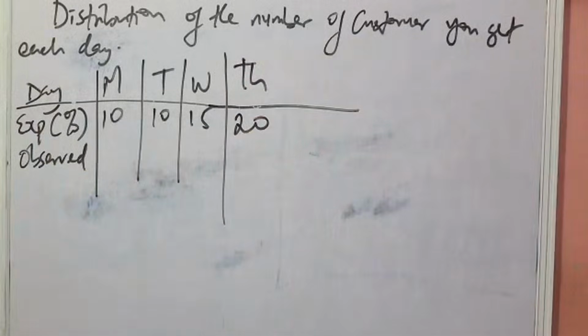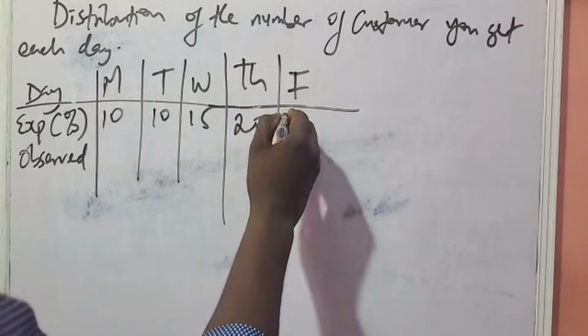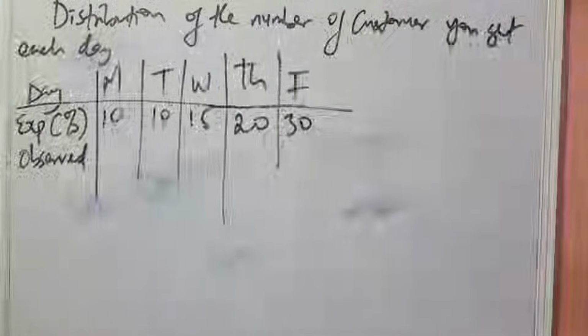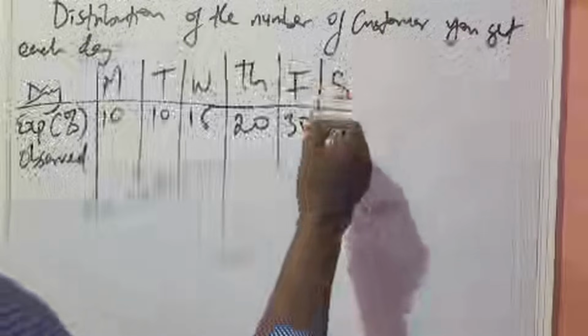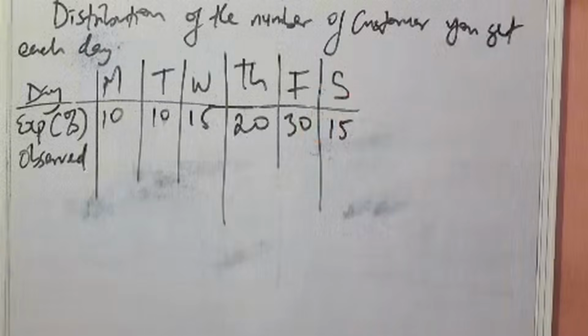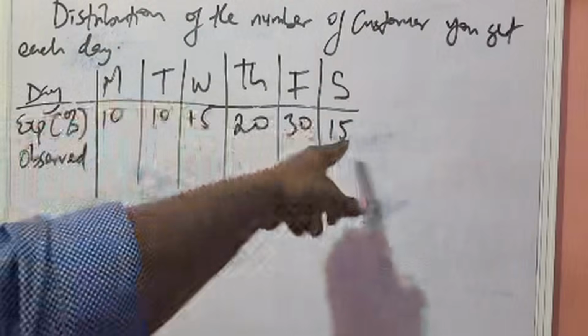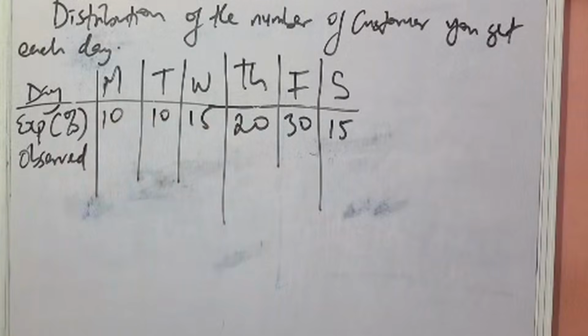Your values are given in percentage. On Friday, she expected 30%. And on Saturday, she expected 15%. So look at what's going on right here. If you sum the total percentages here, you see it's all 100. It's going to be 100. That's 100%.